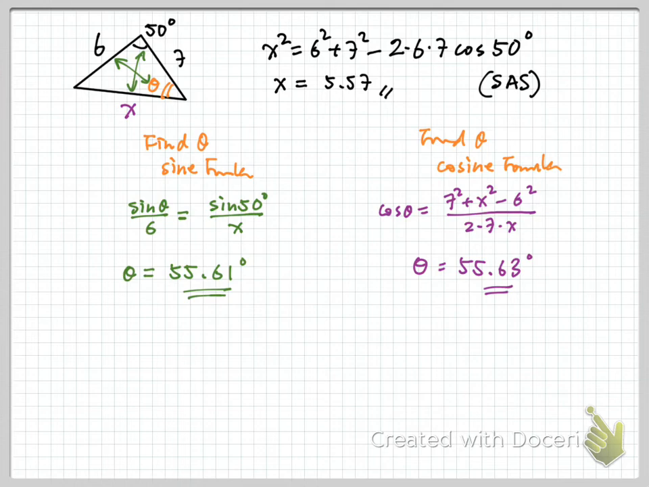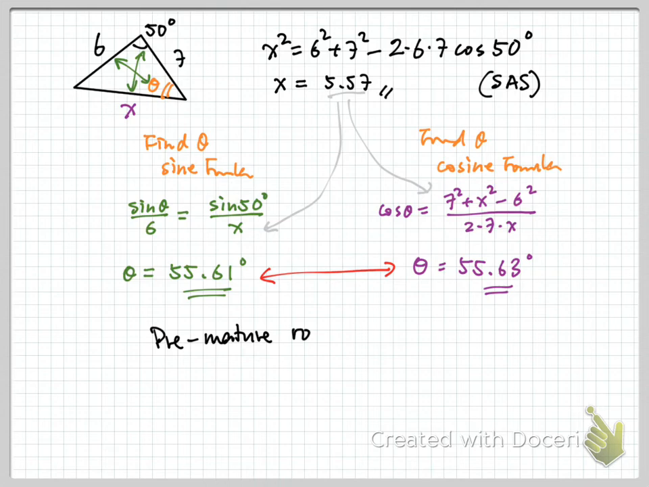Now you see there is a tiny difference between these two answers. How do you explain the difference? There is a difference because in my calculation I used 5.57, the rounded value for x. That's what we call premature rounding. We rounded off the numbers too early.